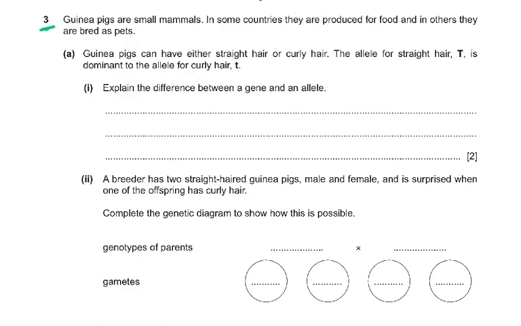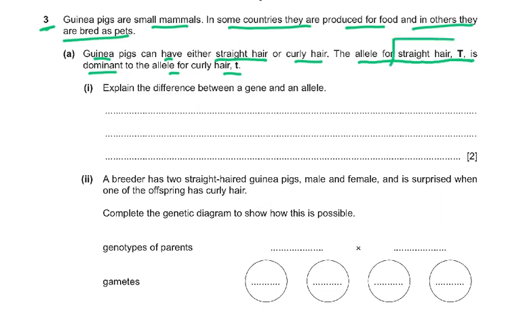Now coming to question number 3, guinea pigs are small mammals. In some countries they are produced for food and in others they are bred as pets. Guinea pigs can have either straight hair or curly hair. The allele for straight hair, big T, or capital T, is dominant to the allele for curly hair, and that is small t. So it means the animals with straight hair either have to be this or have to be this, because the dominant trait, so they can be either homozygous or they can be heterozygous.